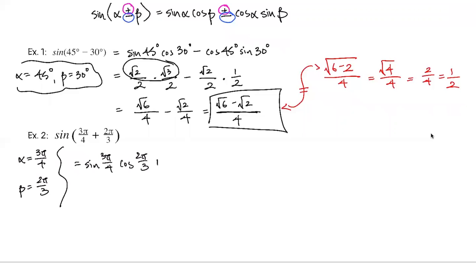It's going to be a plus. Good. So plus cosine of 3 pi over 4 times sine of 2 pi over 3. All right, so all of that is just plugging things into the formula. And now, just like we did with degrees, we're going to go ahead and pull all of the values from the unit circle, okay? So for sine of 3 pi over 4, we've got root 2 over 2. Cosine of 2 pi over 3 is going to be a negative 1/2 plus, let's see, that one gives us negative root 2 over 2 times root 3 over 2.